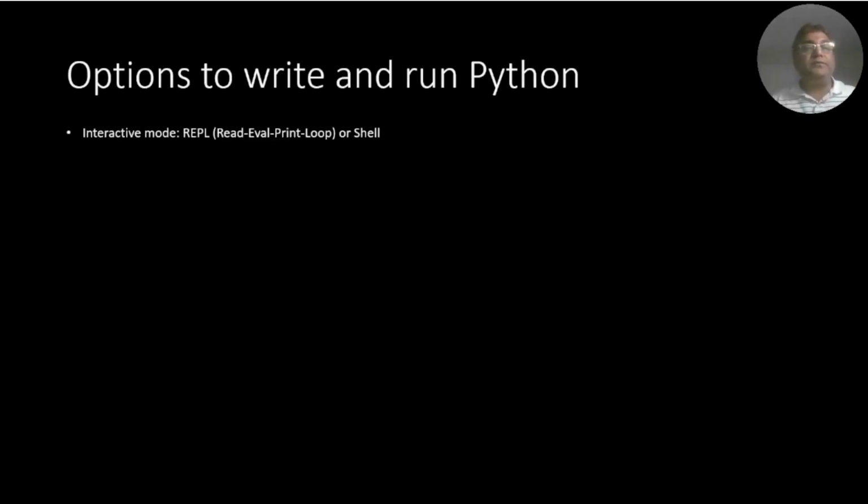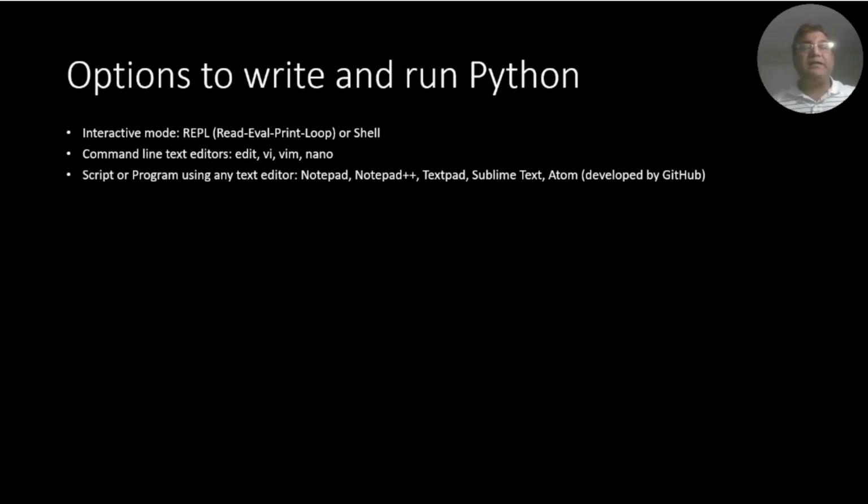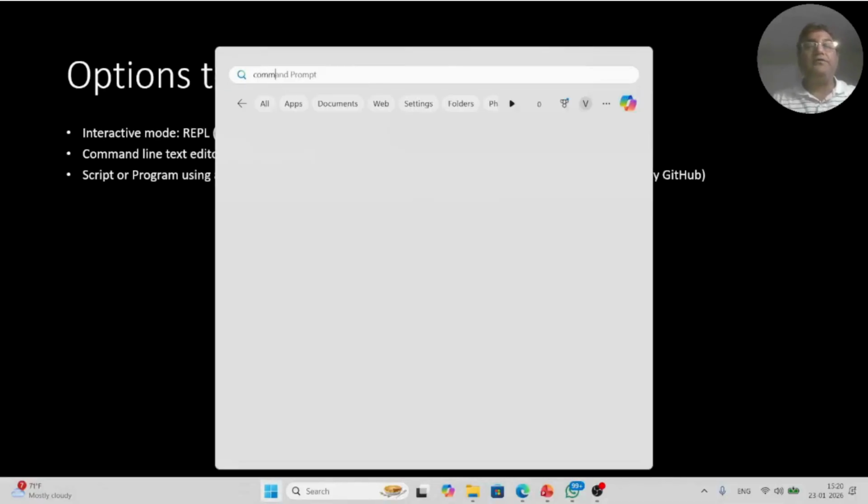What is the second option? The second option that you have here is command line text editors, right? You can use edit in Windows, or nano in Linux or macOS, or vi, vim. So many editors are available, so you can do the programs there also. For example, let me open the command prompt again. I will just show you what I mean.